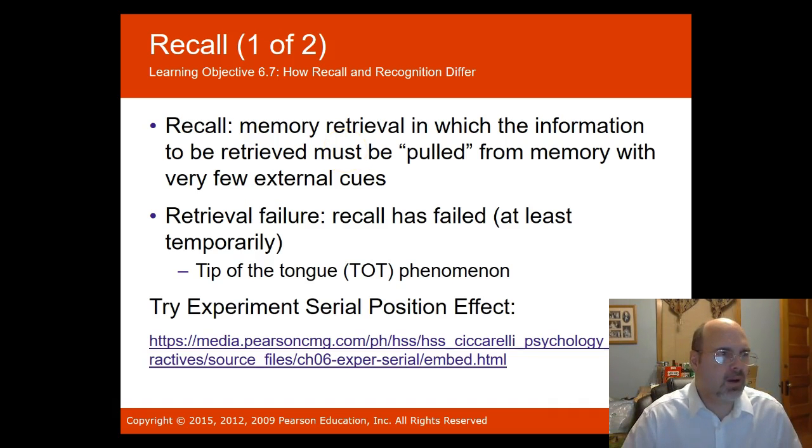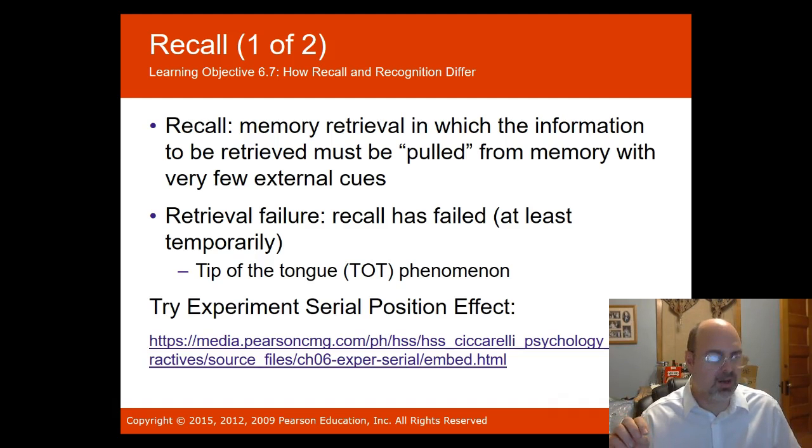For recall, there are two types of tests. There are what are called recall tests, where in memory retrieval, the information must be pulled from your memory. In other words, if I have a test and I say fill in the blank, and I give the word and you have to put the definition down, or if it's an essay question, that's going to require recall memory.